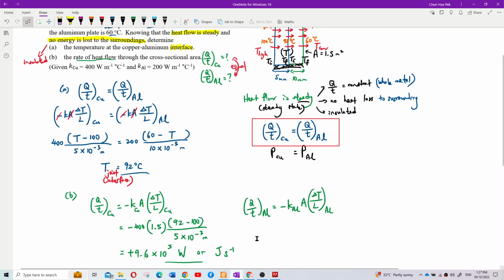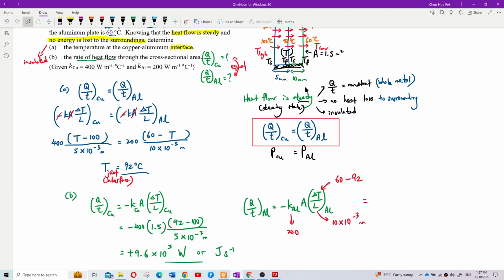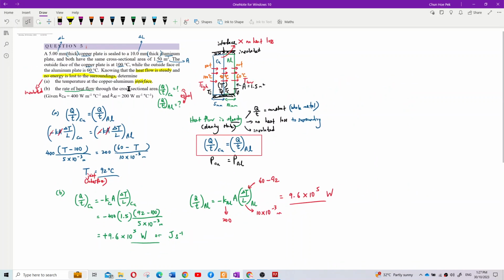Now you do the aluminium also. For this one you substitute 200. And then delta T, you substitute 60 minus 92. And the delta L is 10 millimeter, that means 10 exponent negative 3 meter. You also get the same value, 9.6 exponent 5, because it's a steady state, constant heat flow. Understand? With constant heat flow, you surely get the same answer. So that's it for question 5.